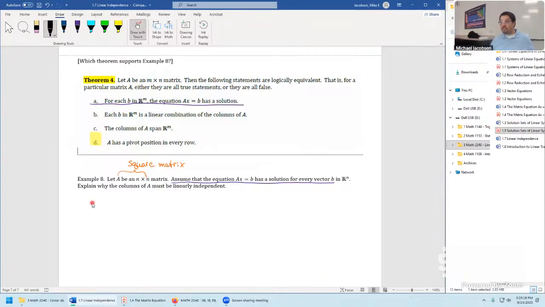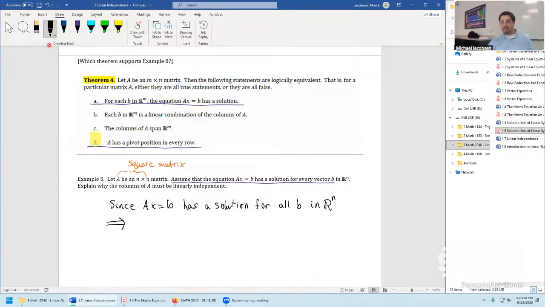So here's the dots that we can now connect. Since Ax equals b has a solution for all b in Rn, the n is unspecified. It could be 2, 3, 5, a million. This idea is still going to work just as before. But since Ax equals b has a solution for all b in Rn, all of these statements are true, but we want to connect this with there being a pivot now in every row.